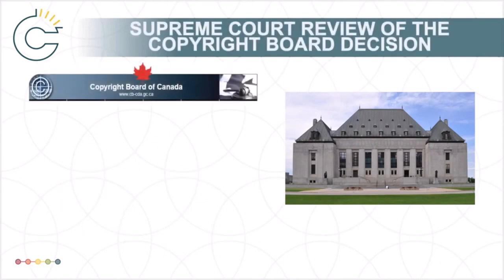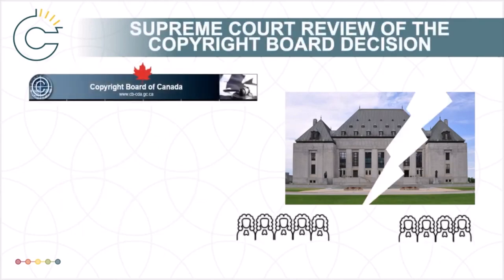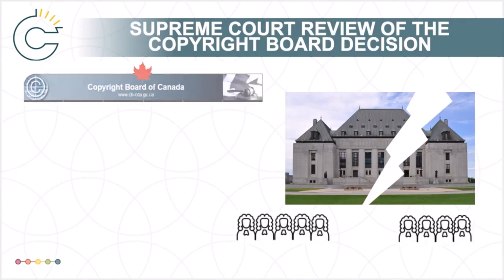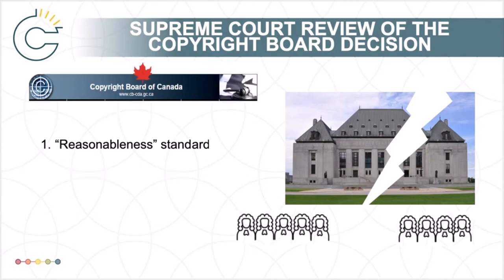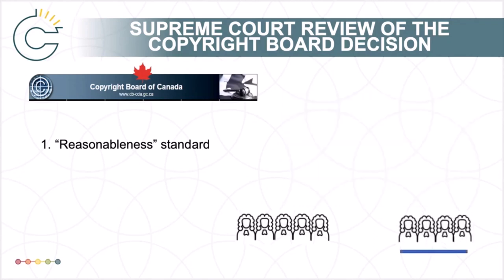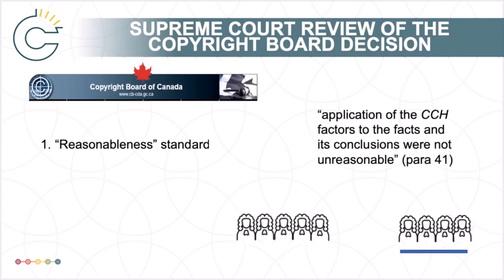It is important to note that the court was divided 5-4 on this decision. The central issue in the dissent was whether the Copyright Board had made a reviewable error. There are two different standards for judicial review. One is the reasonableness standard, whether or not the decision under review was reasonable. And the other is the correctness standard, whether or not the decision under review was correct. The standard of review for the court to apply to the decision of the Copyright Board is reasonableness, simply whether the board's decision is reasonable, not whether the decision is correct. The dissenting judges took the position that the board's application of the CCH factors to the facts and its conclusions were not unreasonable, and argued, therefore, that the appeal should be dismissed.